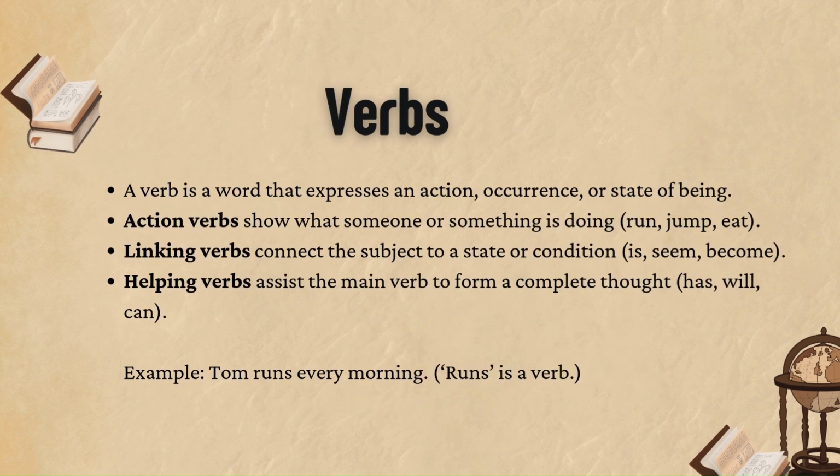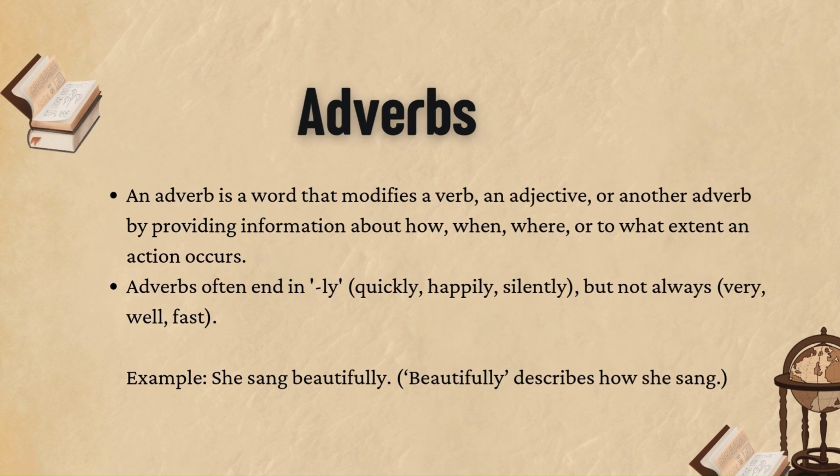Third part is verbs. A verb is a word that expresses an action, occurrence, or state of being. Action verbs show what someone or something is doing: run, jump, eat. Linking verbs connect the subject to a state or condition: is, seem, become. Helping verbs assist the main verb to form a complete thought: has, will, can. Example, Tom runs every morning. Runs is a verb.